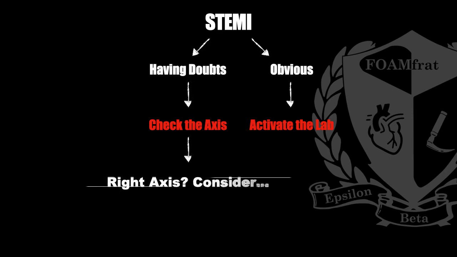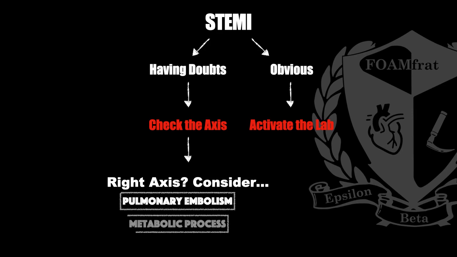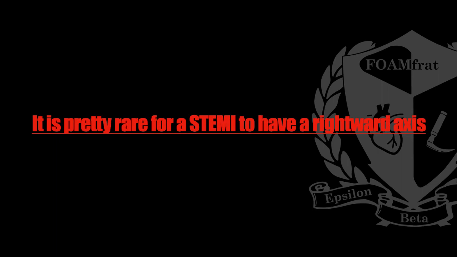If I see a rightward axis, I'll consider things like a pulmonary embolism or some kind of metabolic process like a toxin, such as a TCA overdose, for example, that could be going on. Otherwise, a good take-home point to remember is that identifying the axis can help decipher STEMI or not, just because it is pretty rare for a STEMI to have a rightward axis.